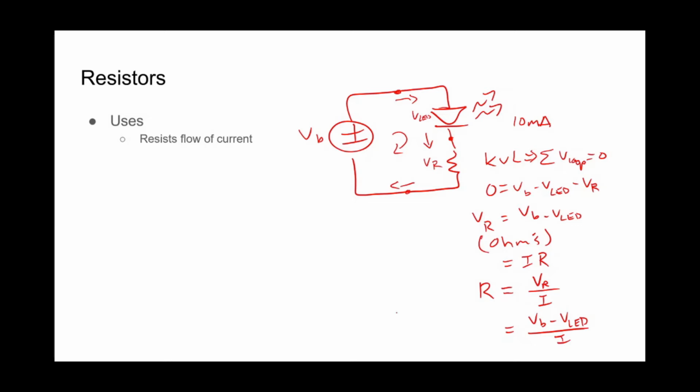So if we had, let's say, a 6-volt battery and a 3-volt LED drop, let me label those so it's a little less confusing, and we wanted 10 milliamps flowing through our LED, we would plug that in. We would get 6 volts minus 3 volts divided by 0.01 amps, which gives us a value of 300 ohms for our resistor R. All right, so that's how you use a resistor to limit the flow of current through something.